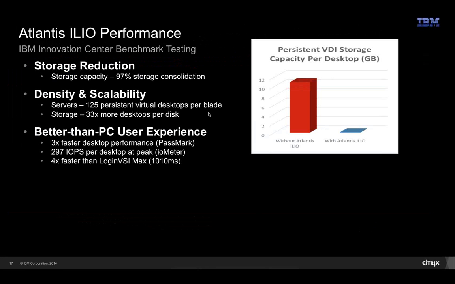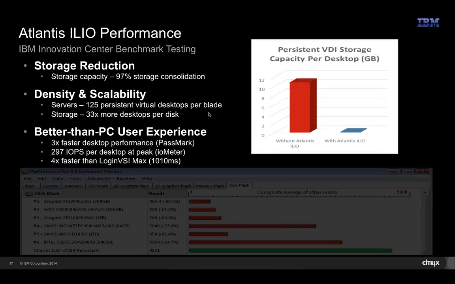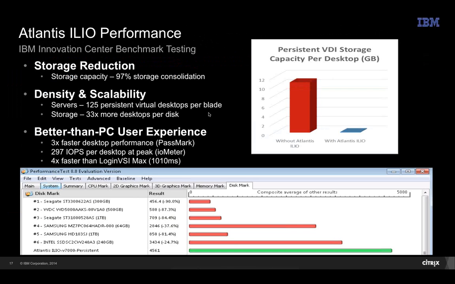So this next slide gives you an idea of the storage reduction that we were able to achieve with persistent VDI. The red is the storage capacity necessary before Atlantis ILIO, and the blue is with Atlantis ILIO. That's pretty significant. The next piece that I'll show you is some of the performance comparison. This was V7000, which is a spinning disk solution. It can be a tiered solution with solid state and spinning disk, but in this case it was spinning disk. And we absolutely smoked an Intel SSD. From a boot time perspective, that's pretty darn compelling.